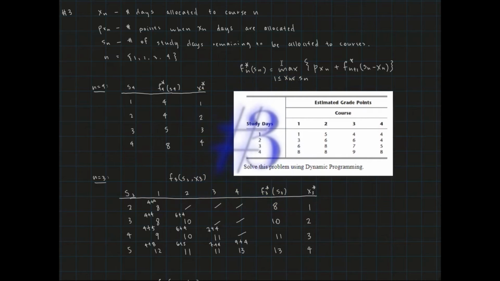Let's do problem number 3. So number 3 is a classic resource allocation problem using dynamic programming. Here, the resources are the number of days we have to study. And the groups that we're allocating these resources to are the courses that we have, 1, 2, 3, 4 different courses. So now the courses define the stages, which are, again, the groups that we allocate the resources to. And the states are defined as the number of study days or resources remaining to be allocated to these courses or groups.